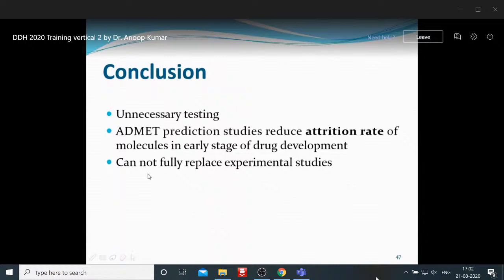But yes, you can't fully replace experimental studies. You have to do experimental study. But if you have 1 lakh or many more designed analogs, practically it's not possible to do experimental studies for all. So these computational studies will help to predict at the early phases, so you can test the minimum number of molecules in experiments. So thank you.